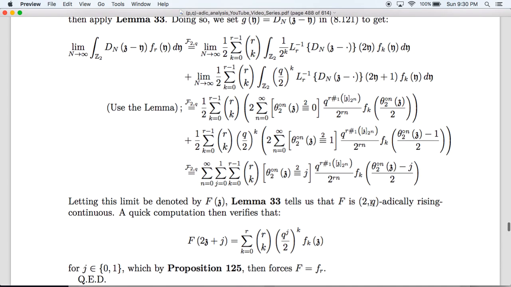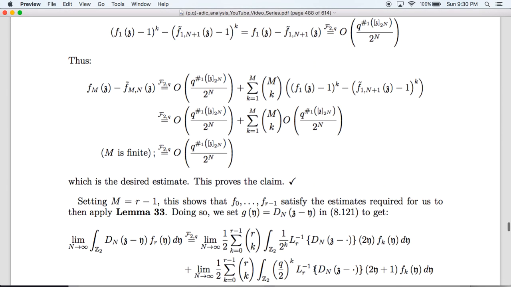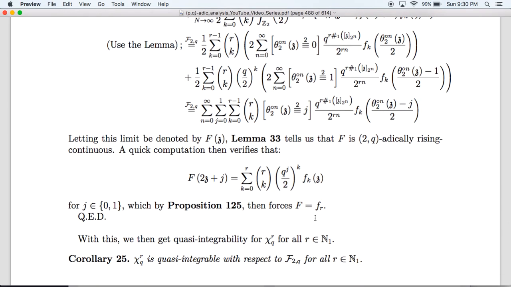Lemma 33 then tells us that big F of z is 2-adically rising continuous. And just by our standard episode 1 type computation, we then see that F of 2z plus j satisfies this functional equation. By our unique functional equation characterization of f_r, this forces big F to be equal to little f_r. So what this shows is that the resummation of the Fourier series generated by the Fourier-Stieltjes transform of this measure, which we have constructed recursively, is going to converge to the F series of f_r, and we're done.